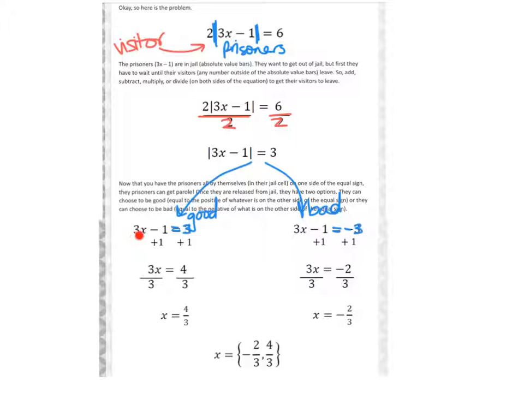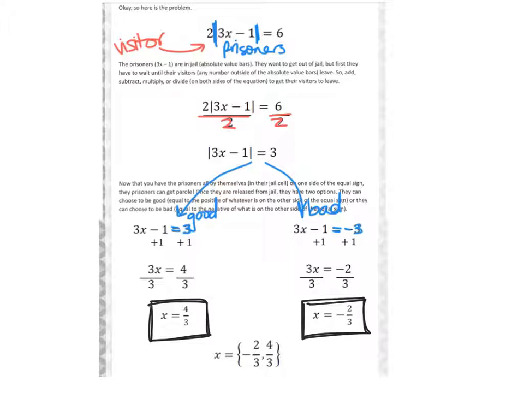So once they're out of jail, now they have the choice. They can either be good, positive 3, or bad, negative 3. Well, now that they're out of jail, we can just solve what this whole scenario looks like. So just go ahead and get this copied in your notes, but notice now we have two solutions, either x equals 4/3, because 4 does not divide by 3, or x equals negative 2/3. And that is what we wanted, that they had two solutions. So this is an example of two solutions, kind of thinking about our jail scenario here.